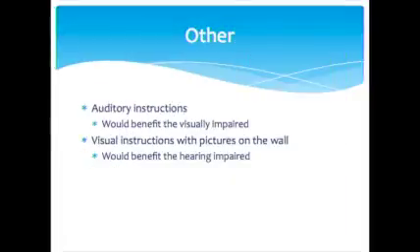Other interventions could be included, for example, auditory and visual instructions. Auditory instructions would definitely benefit the visually impaired, and visual instructions, such as a picture on the wall, would benefit the hearing impaired.